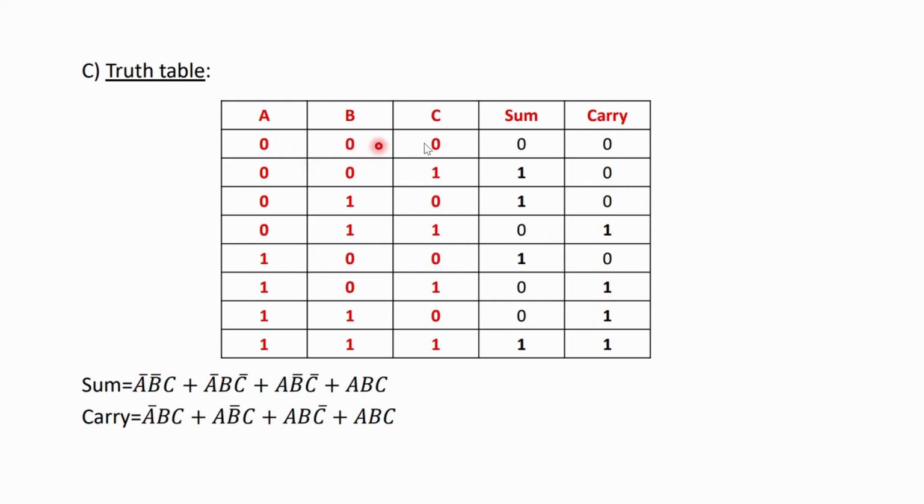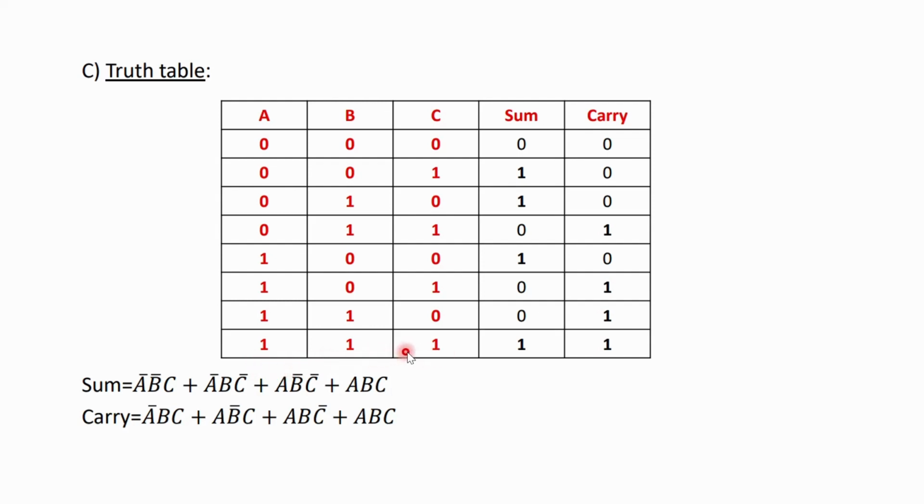So if all are 0, then sum is 0 and carry is 0. 0 plus 0 plus 1: if there is a single 1 when adding, then sum will be 1 and carry is 0. Even here, there is a single 1. And here there are two ones, so when we add two ones, you will get sum as 0 and carry as 1. And here it is a single 1, so sum is 1. Here it is two ones, so carry is 1. And here it is two ones, so carry is 1. But here we have all the inputs as 1.